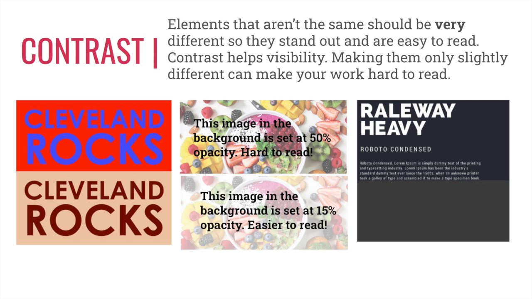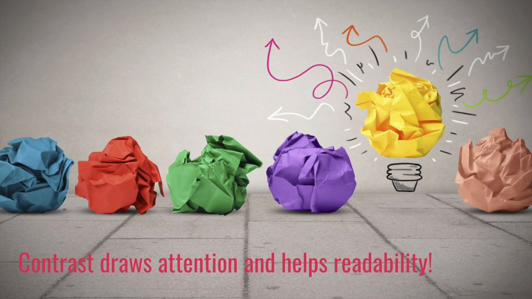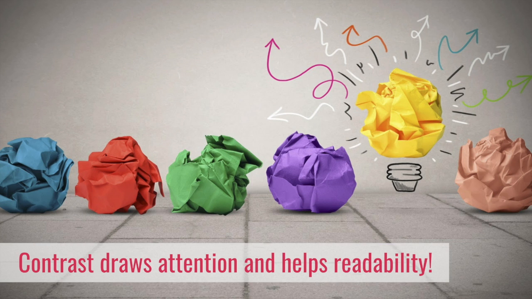You can also have contrast in size. This title image, Railway Heavy, is a very large font compared to its body text. This helps the reader know that the title is right here and the body text is down there. So also make sure that you have contrast in the size of your text. Contrast can draw attention and help readability. Something small can make a big difference.